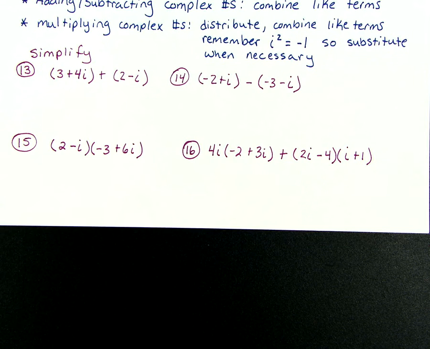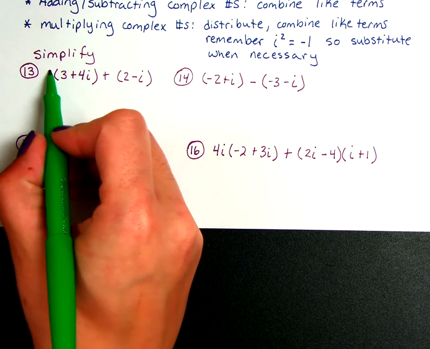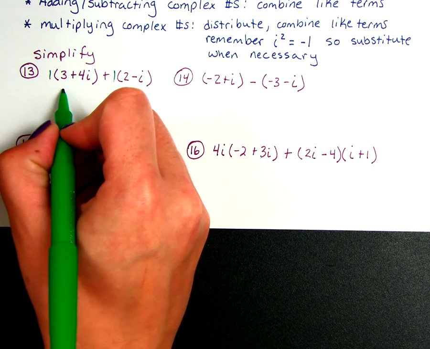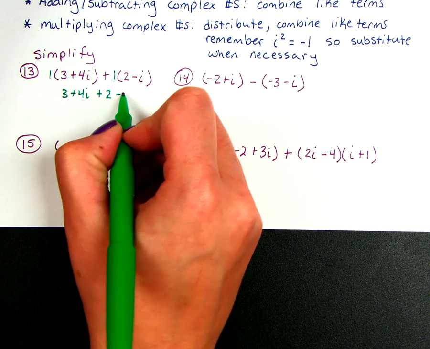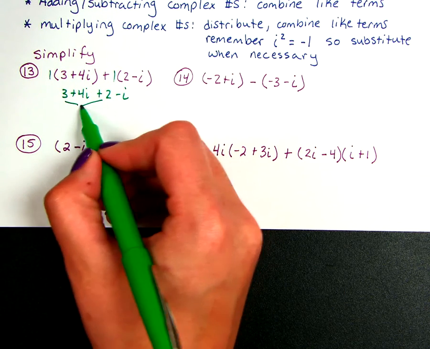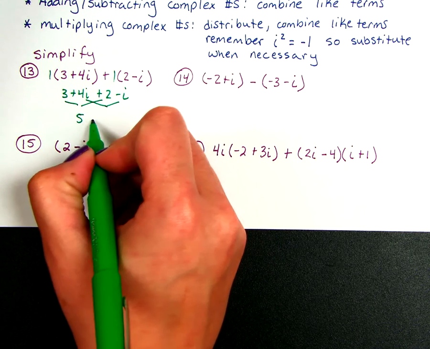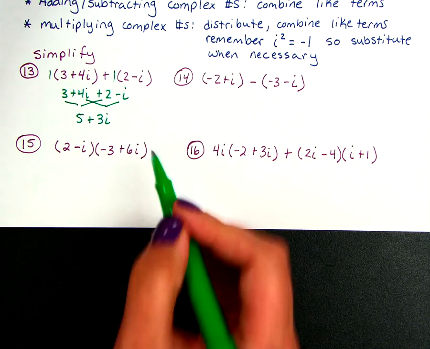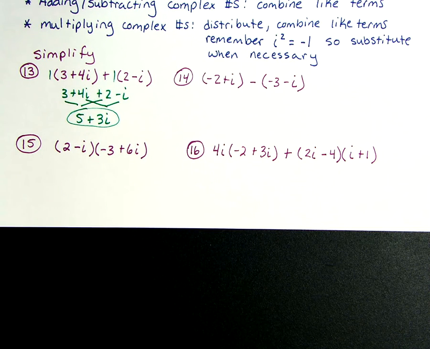So here we have a plus. So if we're adding, we want to get rid of the parentheses to start with. Since there are these invisible ones in front, we can really just think of this as 3 plus 4i plus 2 minus i. And then we would combine like terms. So 3 plus 2 is 5, and then 4i minus i is a positive 3i. And then there's nothing else that we can do to combine, so that would be our final simplified answer. So i is still acting like a variable.